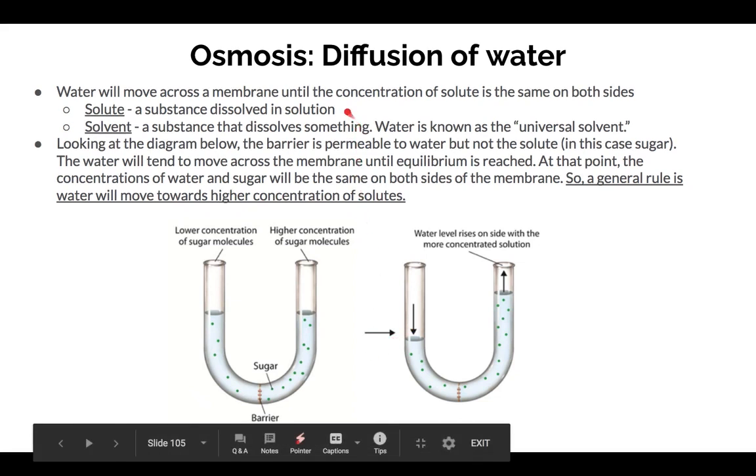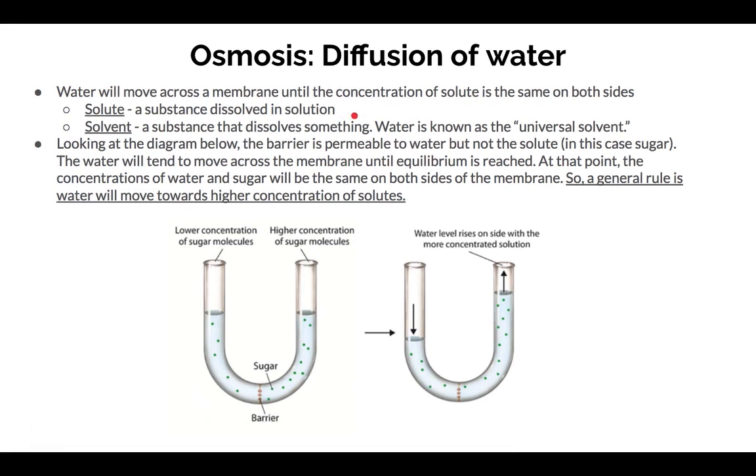Two terms that you need to know, which you've probably heard before. Solutes are substances dissolved in solution. The way I remember this is I always think solute, sugar. For some reason, that's always just stuck in my head. The solvent is the substance that dissolves something. Water is known as the universal solvent. So in biology, the majority of the time, your solvent will be water.